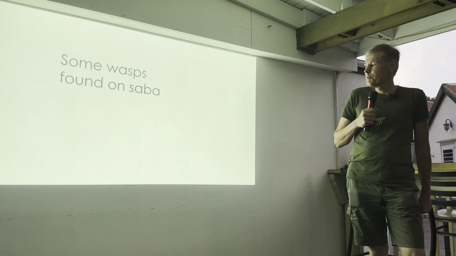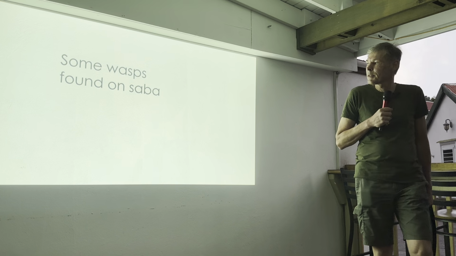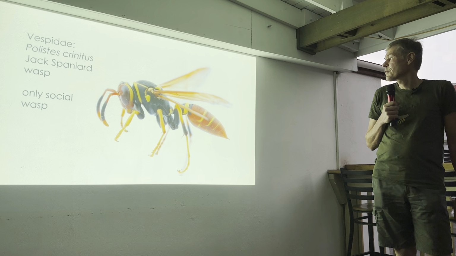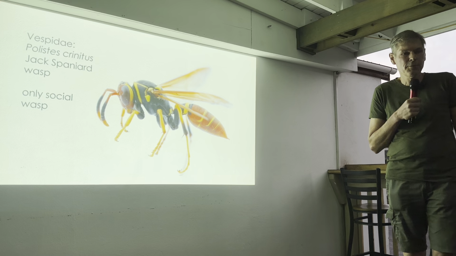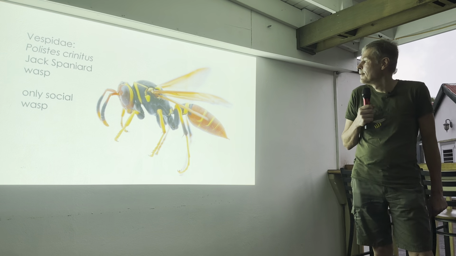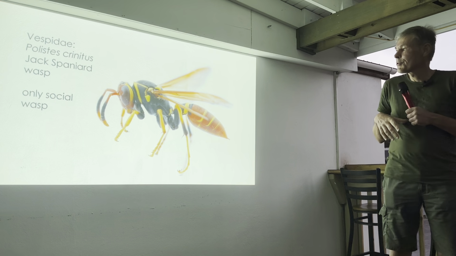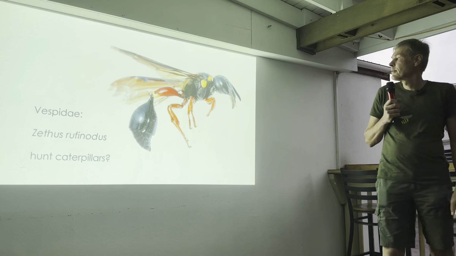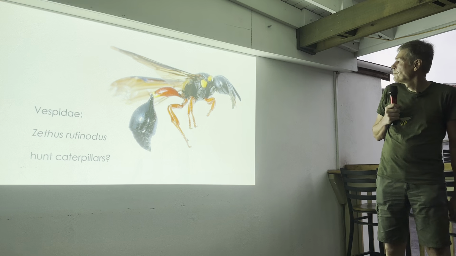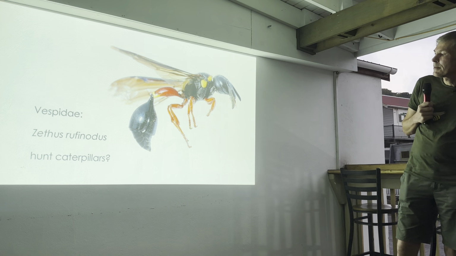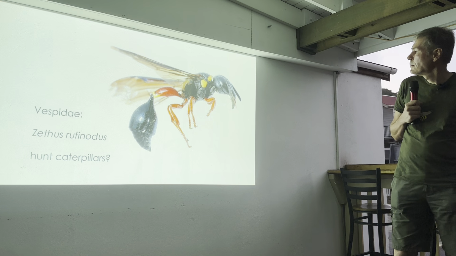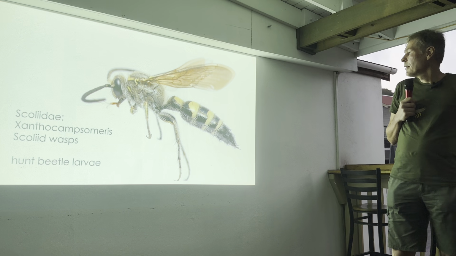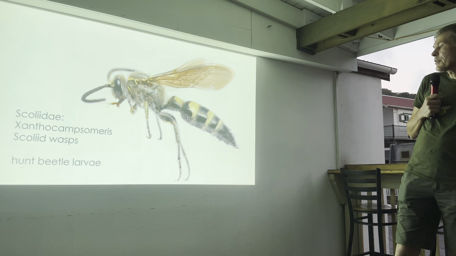Okay, this was the bees and some wasps that you can find here on Saba. Well, this is of course the most common one and most feared, and the only social one. But you also have these things, and these hunt caterpillars. And this is called a scoliid wasp.